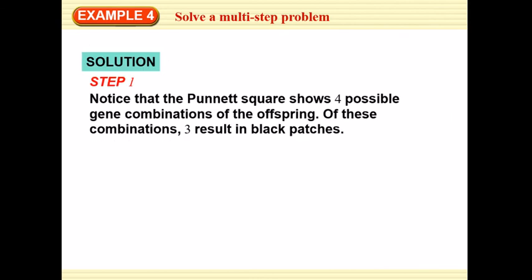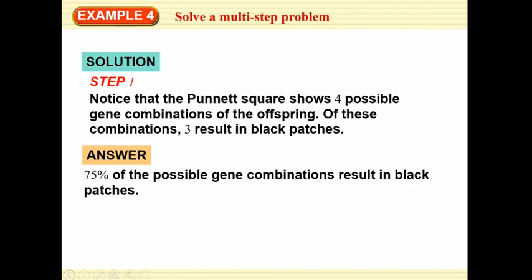Alright, the capital letters, by the way, signify a dominant gene. Notice that the Punnett square shows 4 possible gene combinations. Of these, 3 combinations result in black patches. So the answer is going to be 75% because it is 3/4. Alright, 3 out of 4 squares result in black.